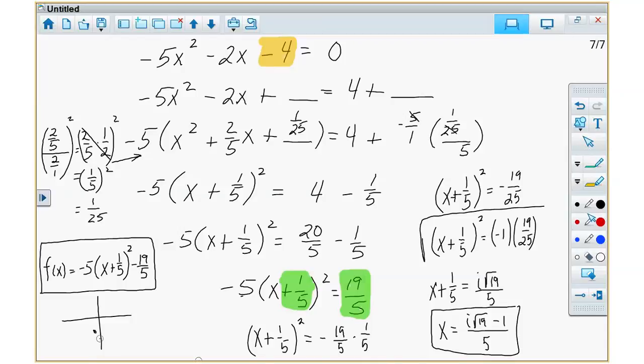Right here. Something's wrong. Why? Because negative, what does negative 19 fifths come out to be? 3 4/5. That's right. Okay, I did 4 4/5. I did my math wrong in my head, so that's okay. And there it is.